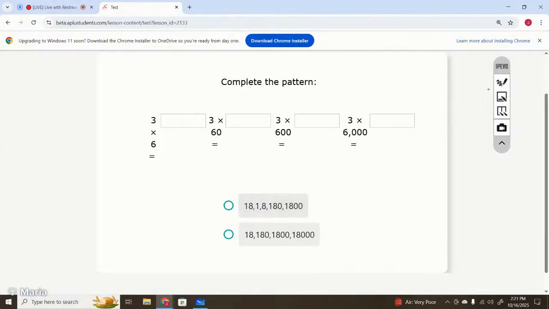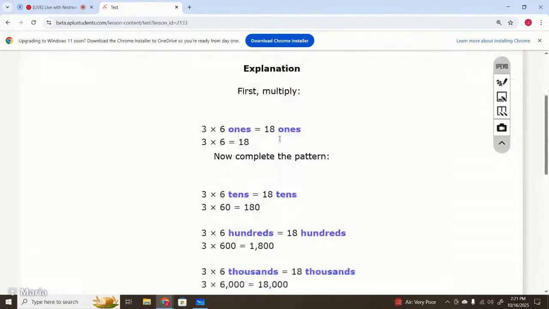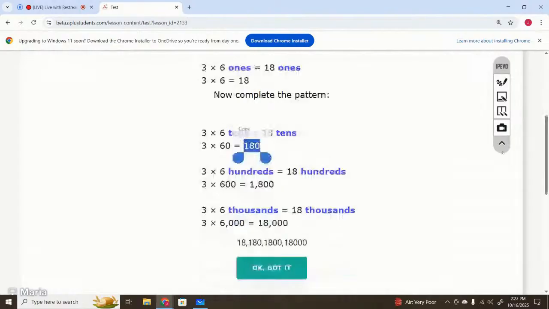Three times 6 is 18. 30 times, oh no, that's the second one. 3 times 6 is 18. 3 times 60 is 180. Then 3 times 600 is 1800. Then 3 times 6000 is 18,000. Okay, got it.